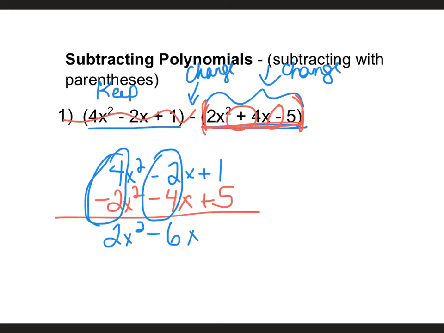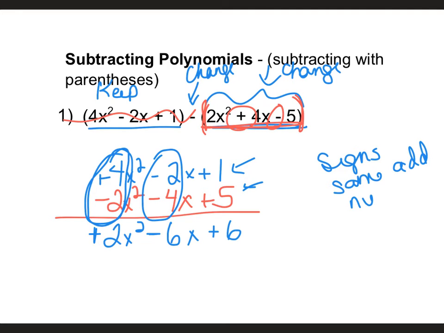If the signs are different, like here, 4 and negative 2, subtract them, and keep the sign of the bigger. So the 4 was positive, so this answer is positive. These two, the signs are the same, 1 and 5. So it's 6, and we keep their sign. So signs are the same. You just add the numbers and keep the sign.